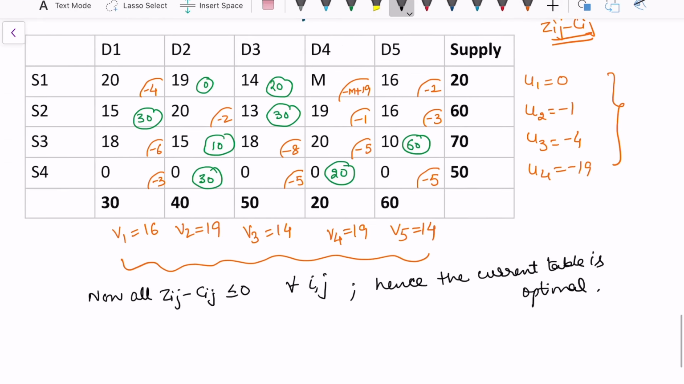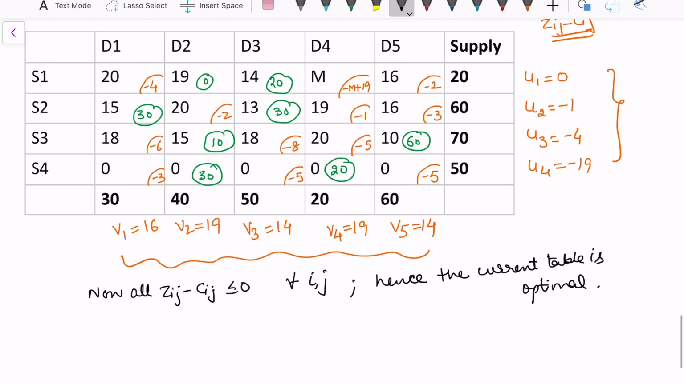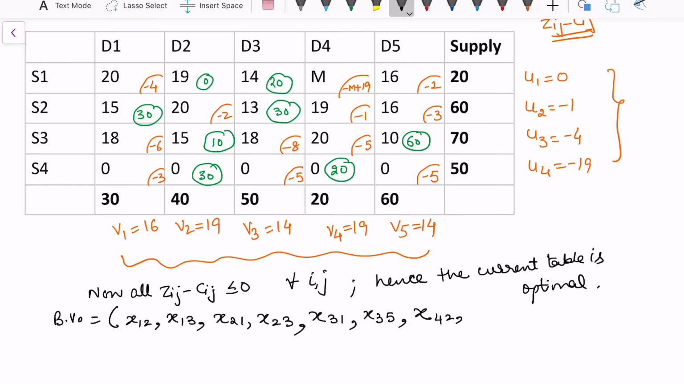So what is the basic feasible solution? You can see from here. The basic variables are, we can simply write here, let's start reading from the first row. We see here x12 is a basic variable, x13 is a basic variable, then in the second row x21, x23, and in the third row x31, and then we have x35 also as a basic variable, and in the fourth row we got x42 and we have x44.